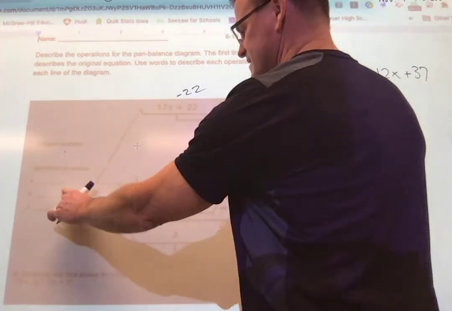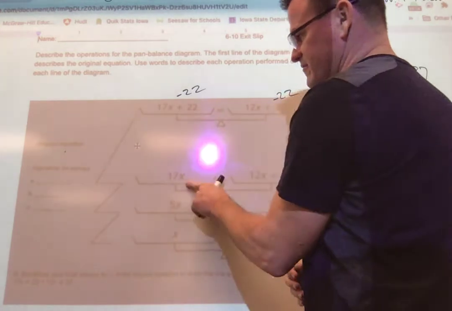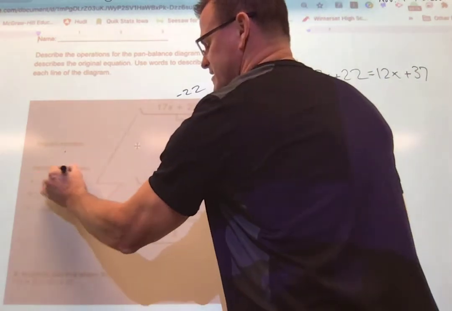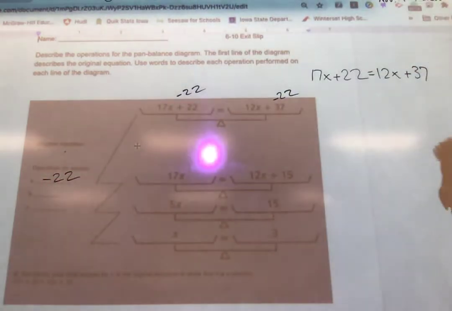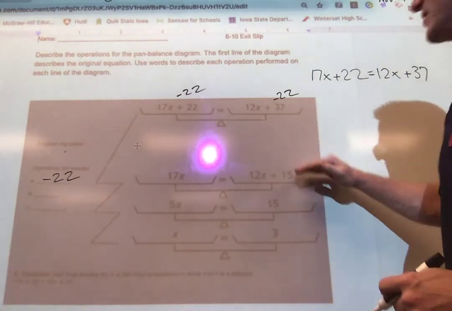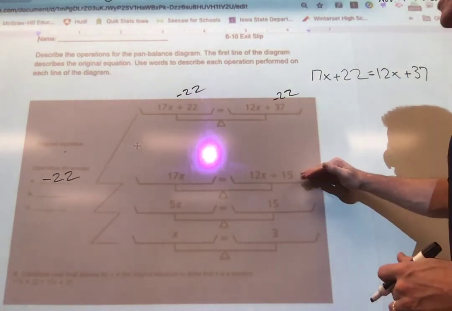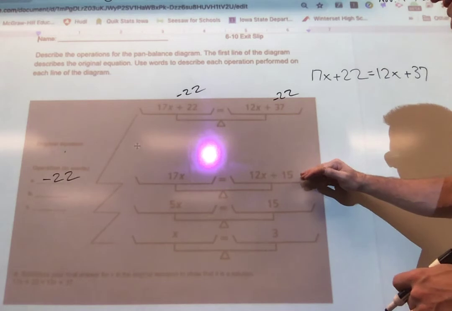So what did I do in step A? Step A is this first step from here to here. I subtracted 22, and I'll just write minus 22 to show that I subtracted 22 from both sides. So we know they're still balanced because I did the same thing to both sides.